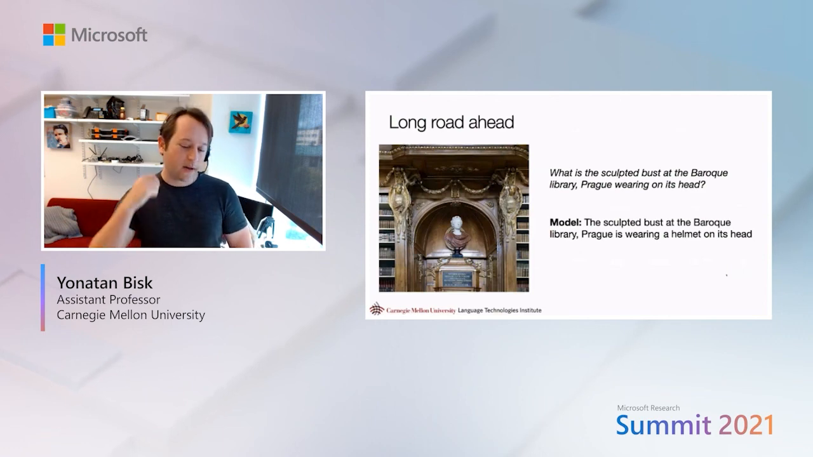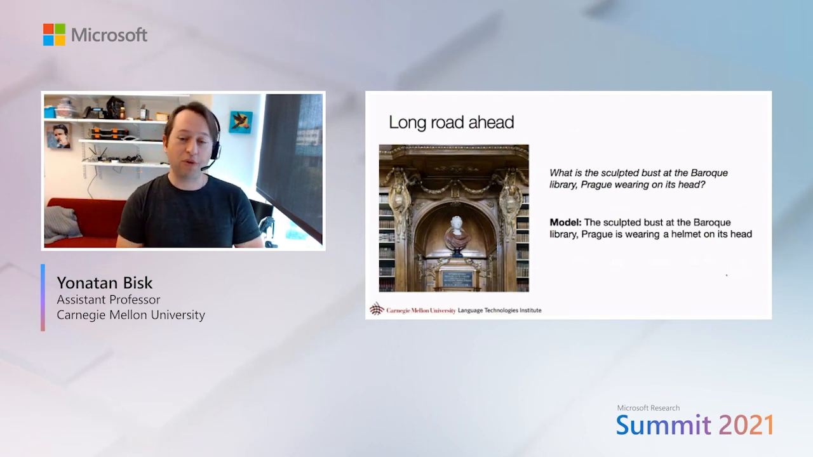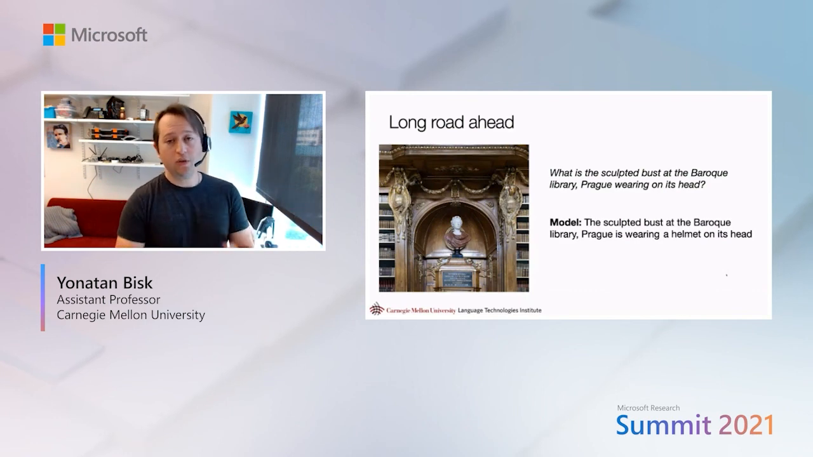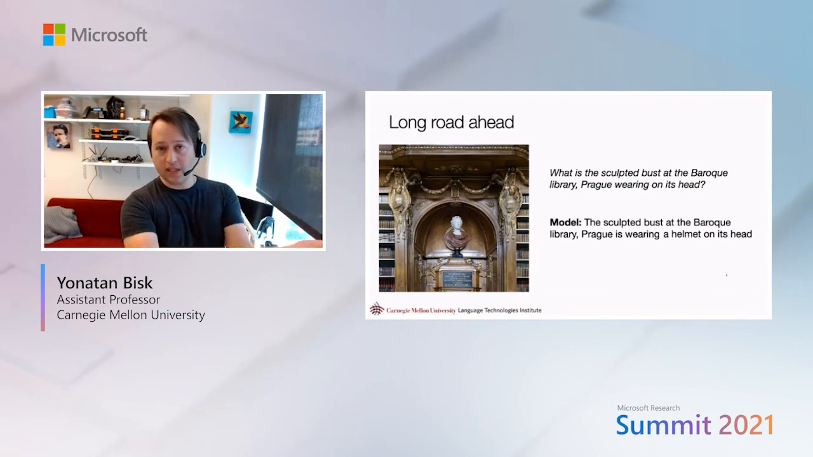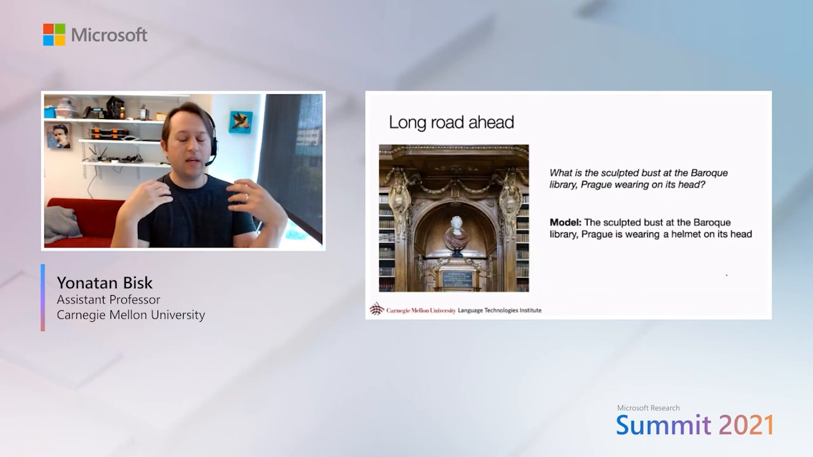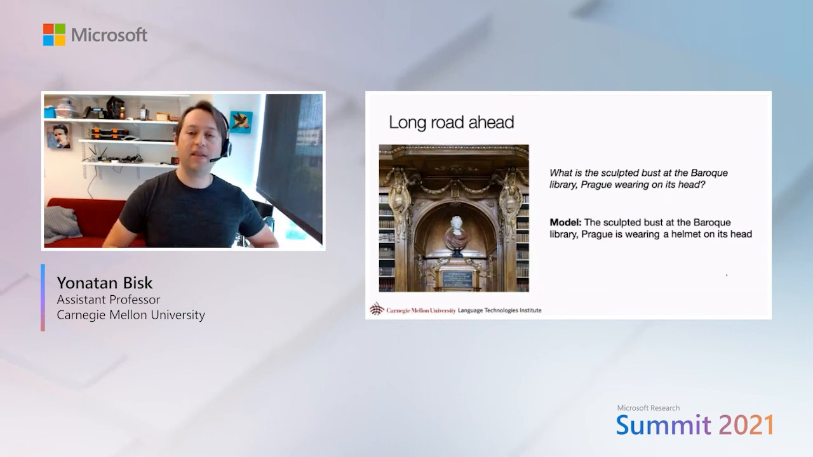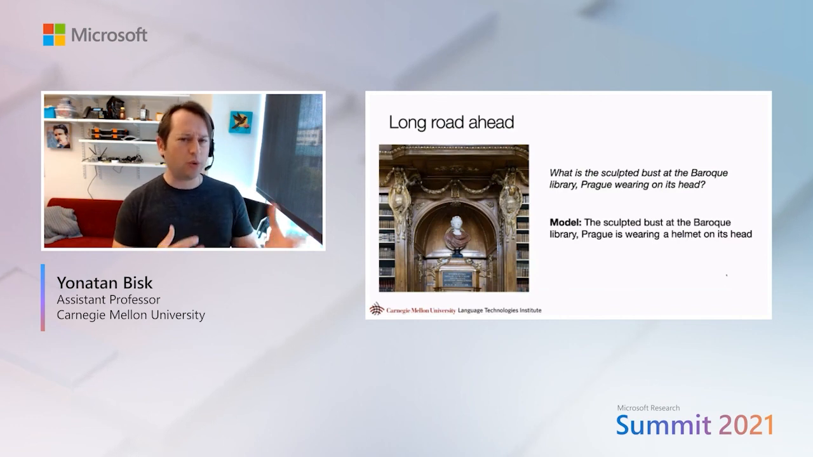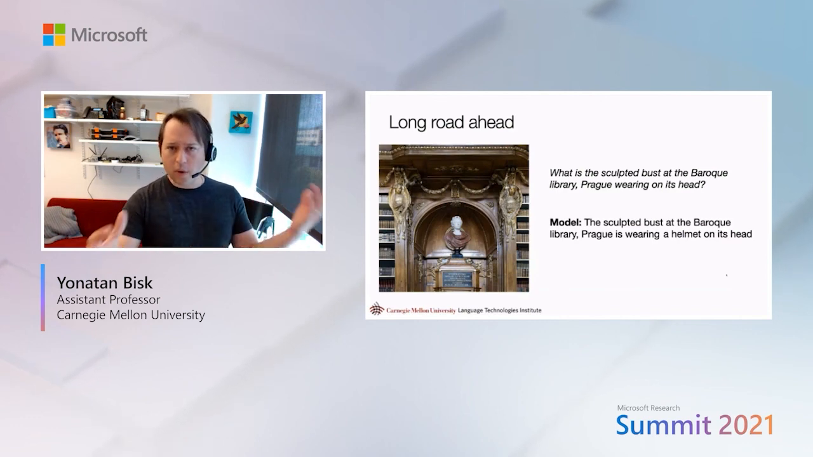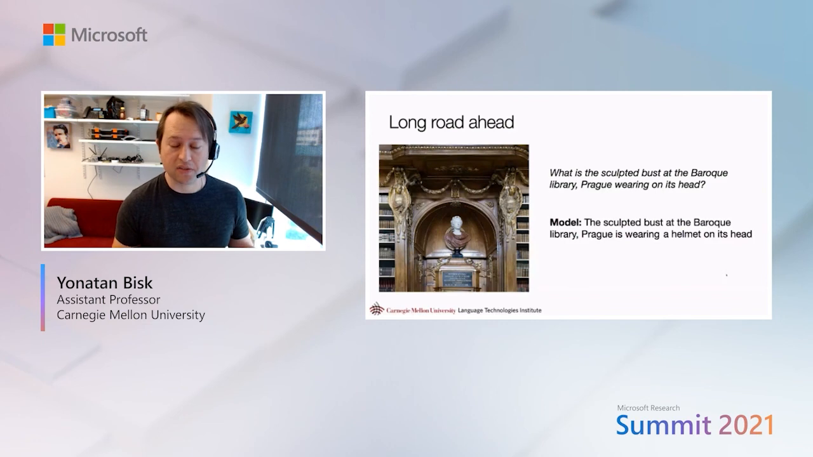So this is just one quick failure case that I thought was pretty funny. We have: what is the sculpted bust at the Baroque Library, Prague, wearing on its head? And then we provide the image. So step one, figuring out that this is the bust that we're talking about. The systems are given access to some metadata that really shouldn't be a huge problem for them. It's something that even without metadata, humans don't really have trouble figuring out if you have a contrasting set of things that are not busts.